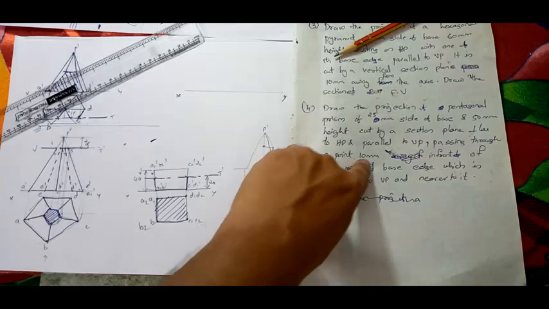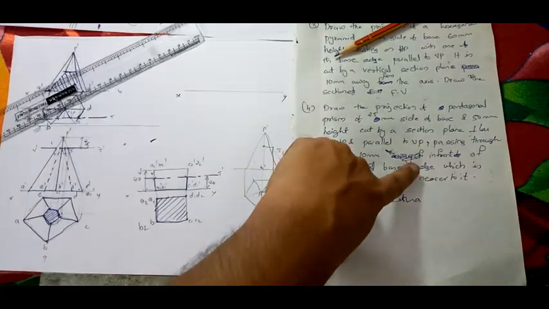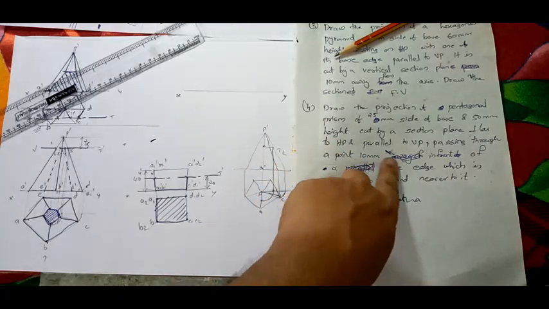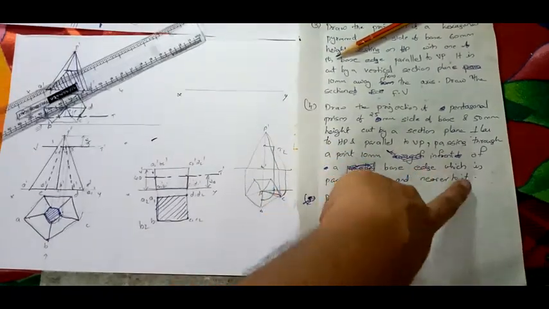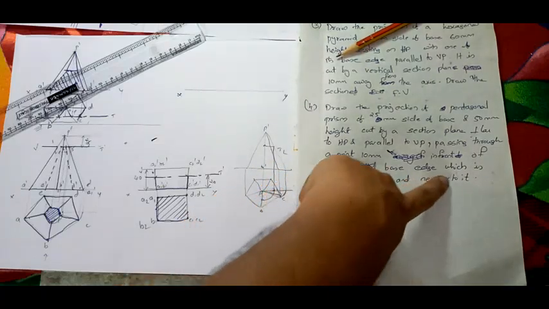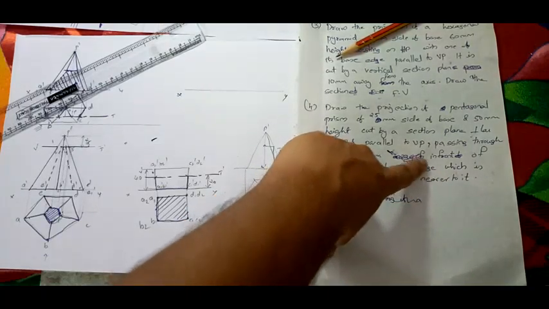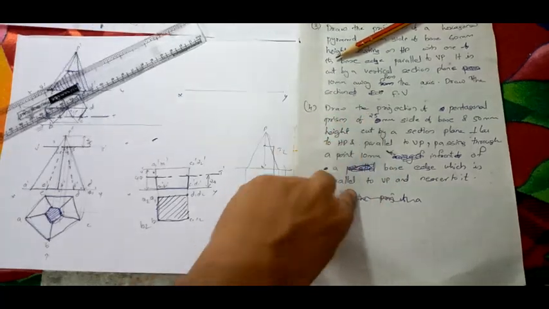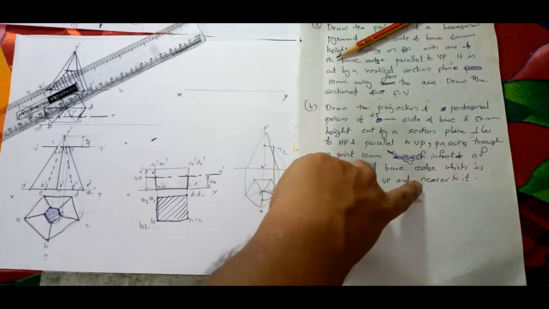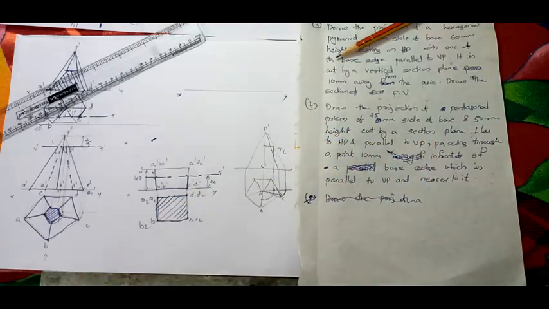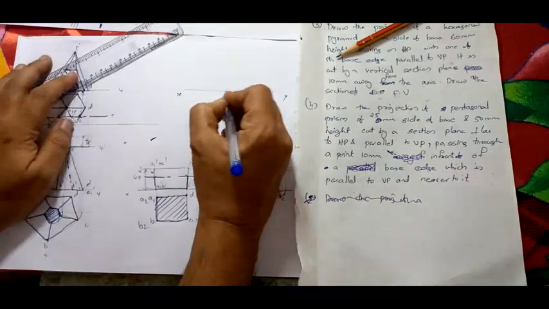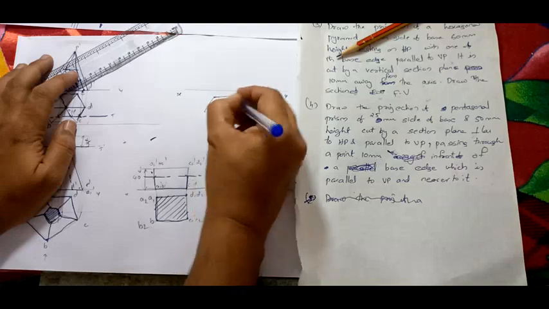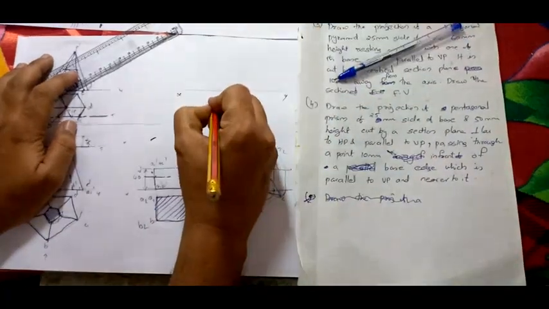Now passing through a point 10 mm in front of base edge, so a section plane is passing 10 mm in front of a base edge which is parallel to VP and nearer to it. See, this base edge is actually parallel to VP. So you have to draw the pentagonal prism in such a way that base edge is parallel to VP and nearer to it. Like this you have to construct it.